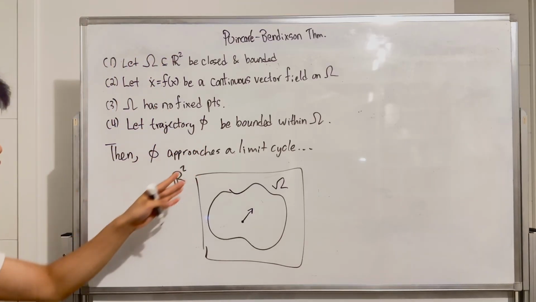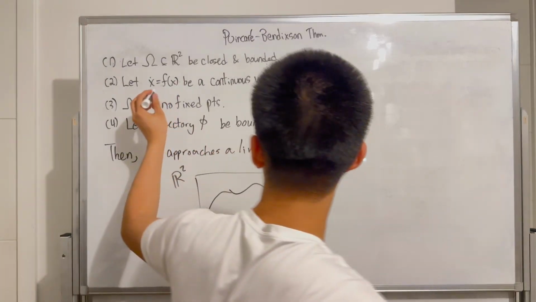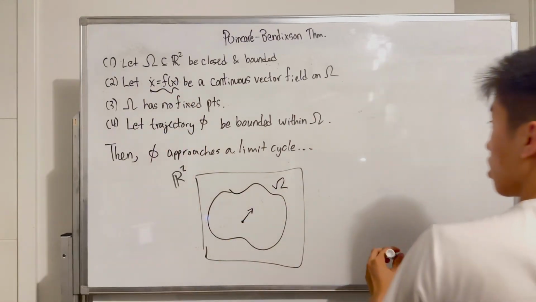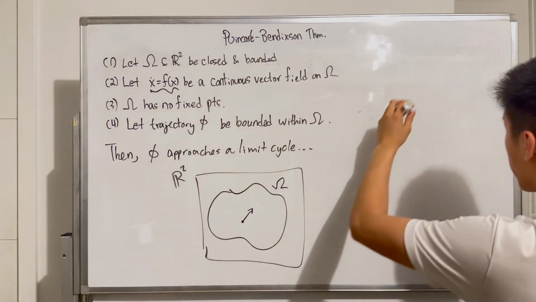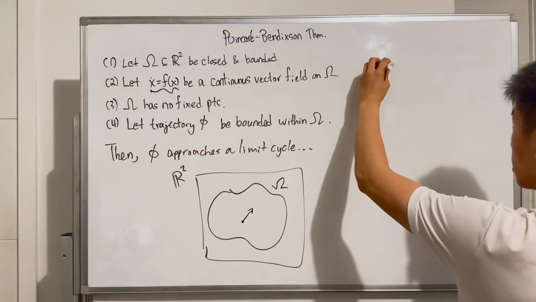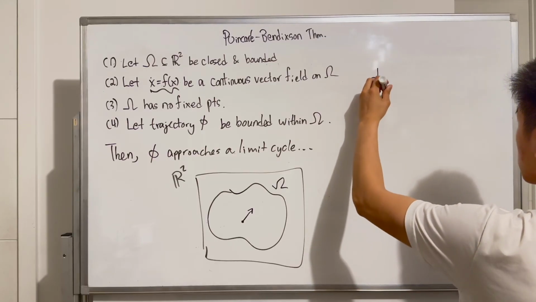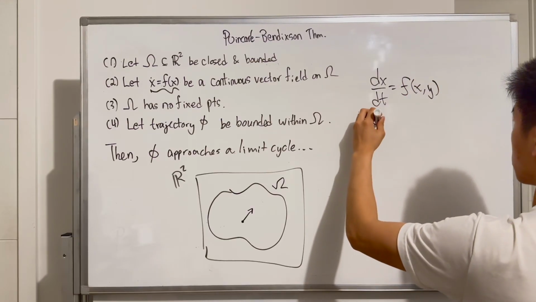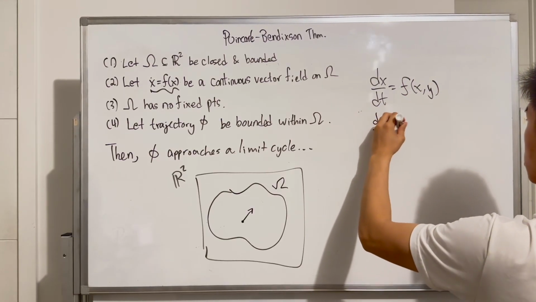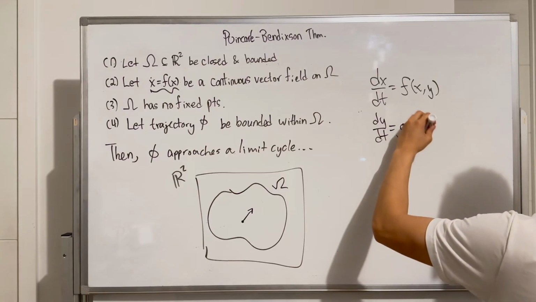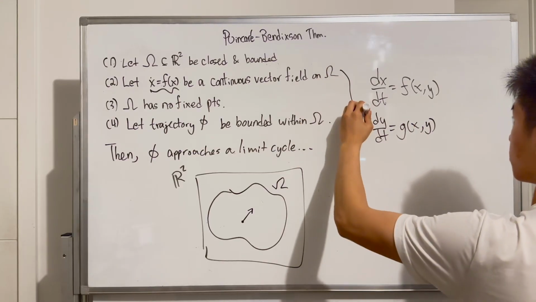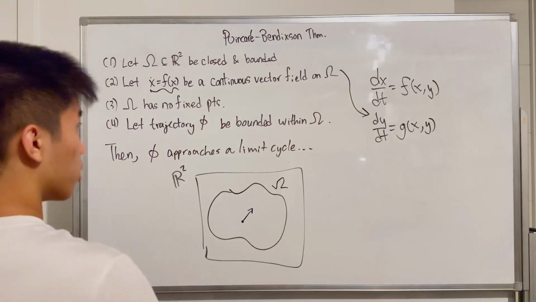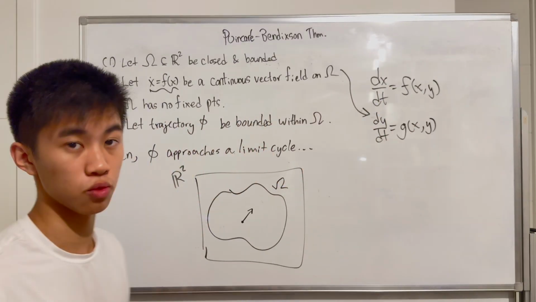Now, to explain continuity, I'll say that this equation here, x prime is equal to f of x, is actually shorthand notation for a 2D system of differential equations, which I'll write explicitly right here. Okay. So, by the way, f and g are continuous functions of x and y.